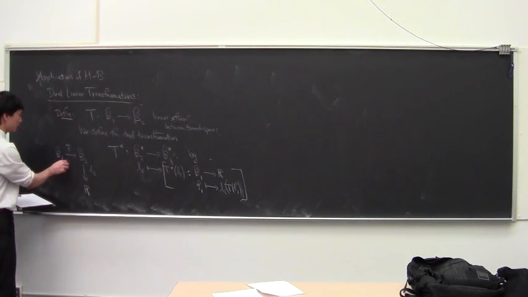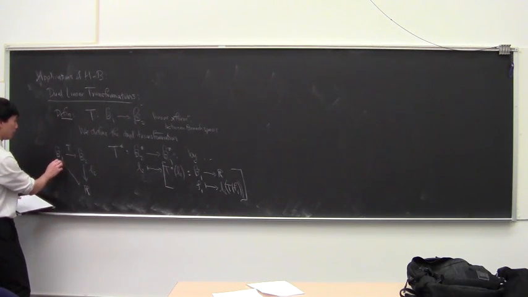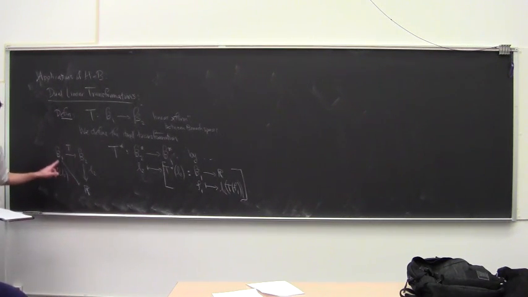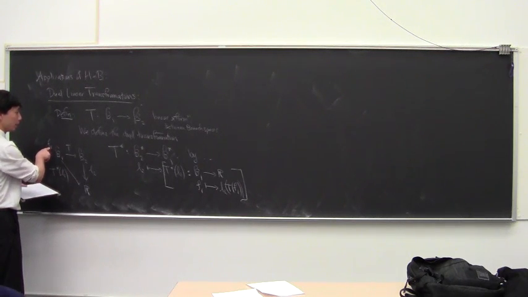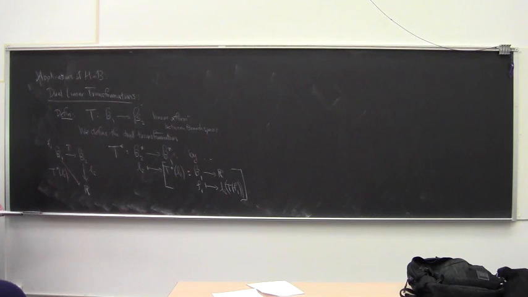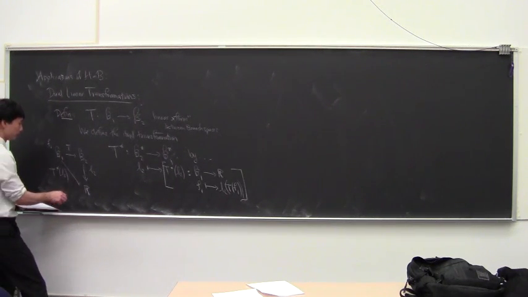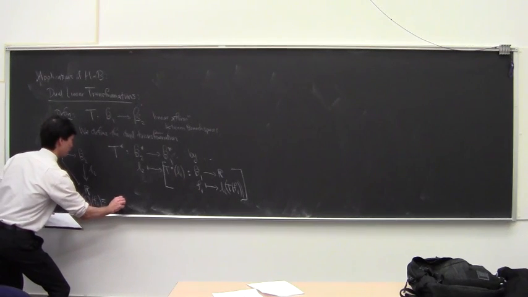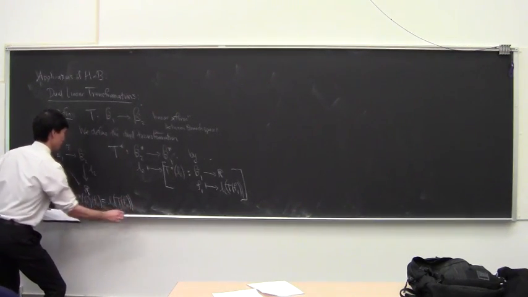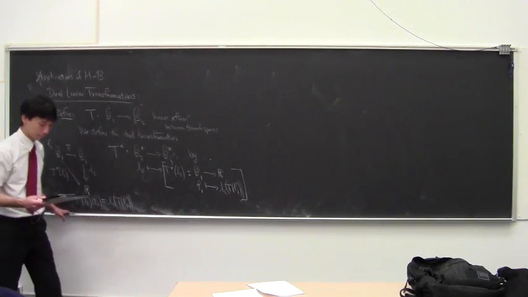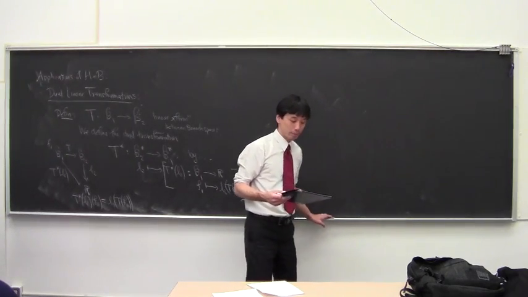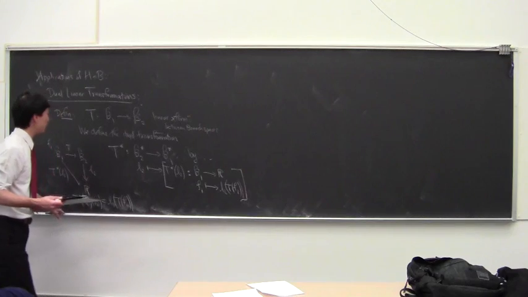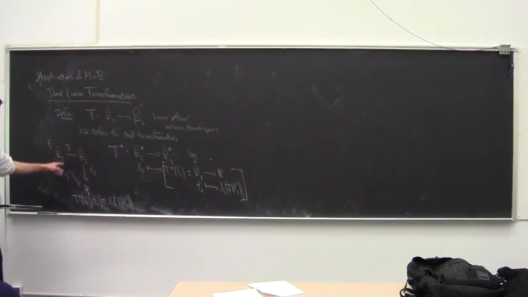In other words, T star of L2 is just the thing that makes this commutative. It takes F1. T star of L2 of F1 is F1 mapped through T and then mapped through L2. Okay, so that is the dual transformation. That's the dual transformation.